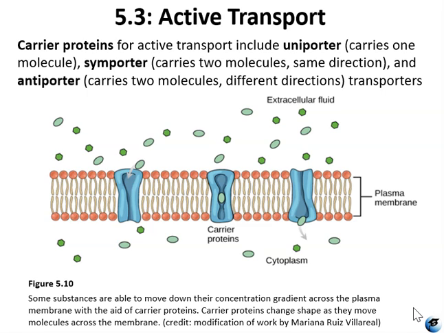Carrier proteins for active transport include uniporter, which carries one molecule, symporter, which carries two molecules in the same direction, and antiporter, which carries two molecules but in different directions. So carrier proteins are uniport, symport, or antiport, right? Figure 5.10 shows substances moving down their concentration gradient across the plasma membrane with the aid of carrier proteins. And it also shows that carrier proteins change shape as they move molecules across the membrane. That's going to be pretty important in just a second.